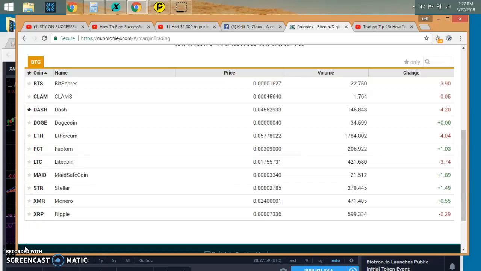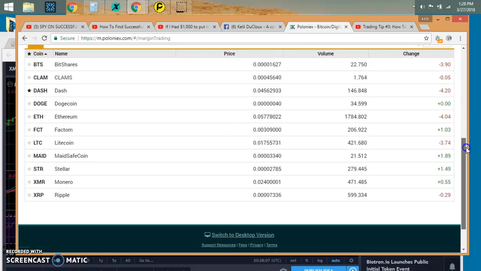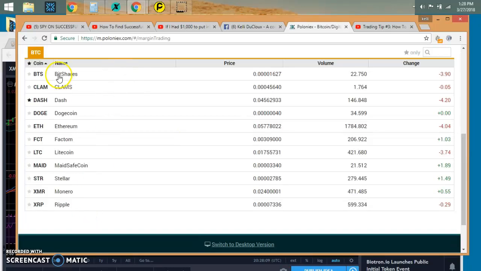So the first thing I do is find out which coins are eligible for margin trading. So I found that out. These are the coins that are eligible, and then I go through each one of these to see where they are in terms of high or low for the day. Okay, so I went through all of these, and I'm looking at this one right now.